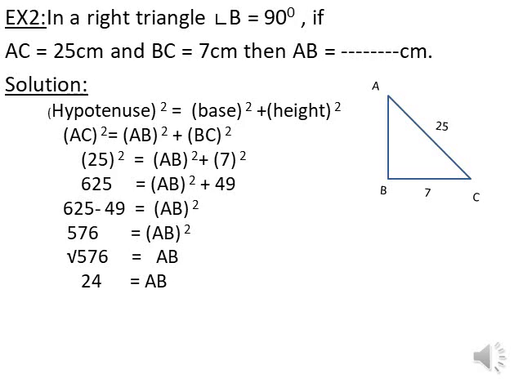Now the next step is we have to collect the numbers on one side. That 625 plus 49 will become minus 49, equals AB square. So what will we get after subtracting? After minus 49, we will get 576 as AB square. And we don't want AB square, but we want AB. So the root of AB square is AB, root of 576. We have to recall 576 is the square of which number? It is the square of 24. So 24 is the root of 576. So therefore AB is 24.